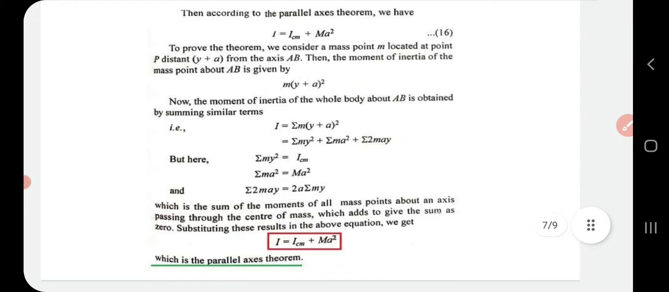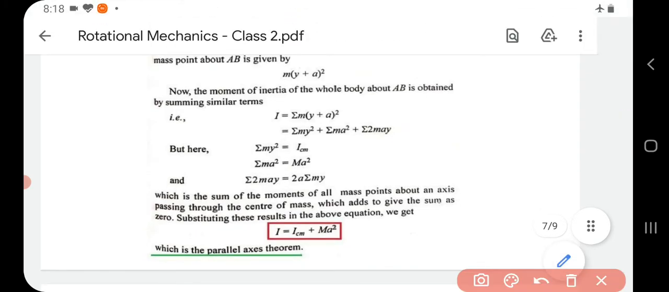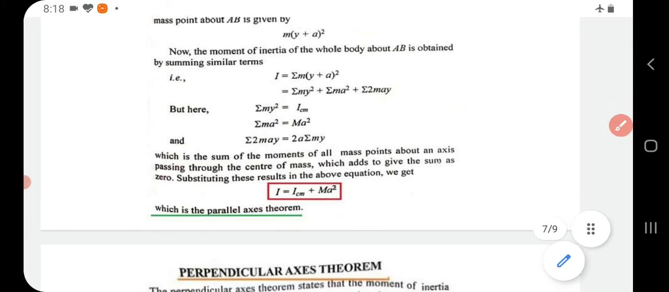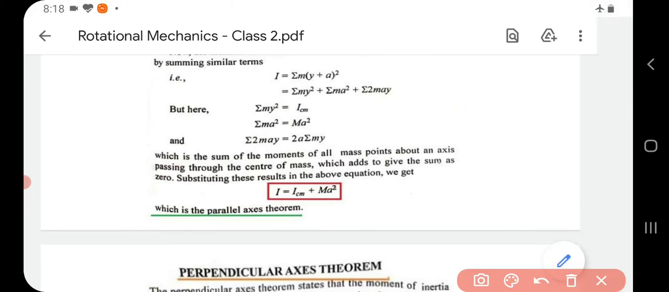Now what will be the moment of inertia of the whole rigid body? For that you have to take the summation of this. So I get sigma m (y plus a) square. Now expand this one. Here, sigma m y square, replace it with I_CM. Sigma m a square, write it as sigma m, write it as capital M, and a square, keep it as such.